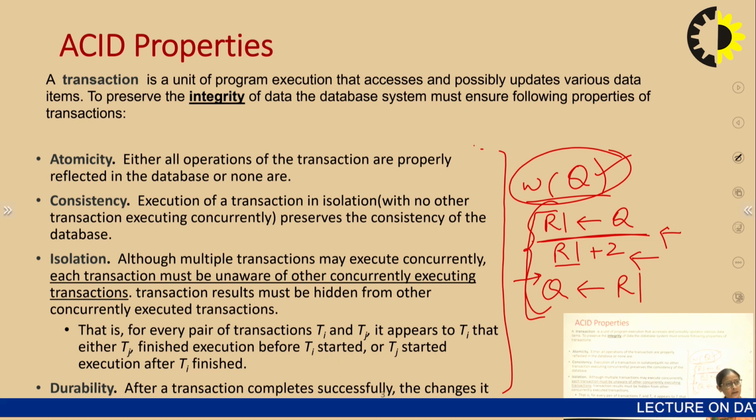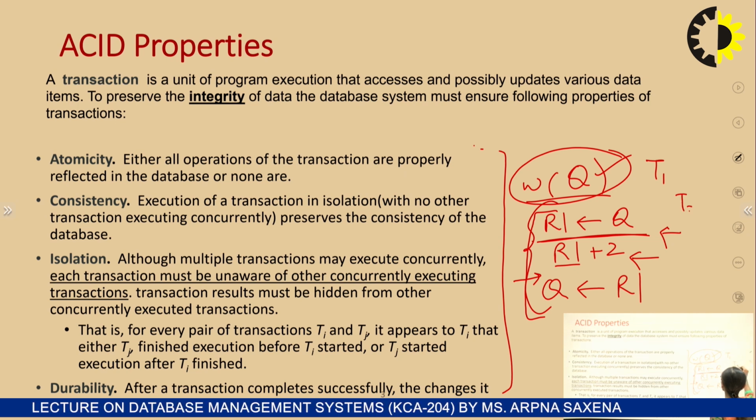Consistency says execution of a transaction in isolation, that is with no other transaction executing concurrently. That is, when T1 is executing, then T2 should not be allowed to work on the data item. This is how you ensure the consistency.